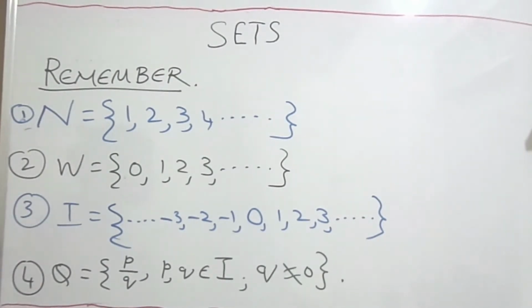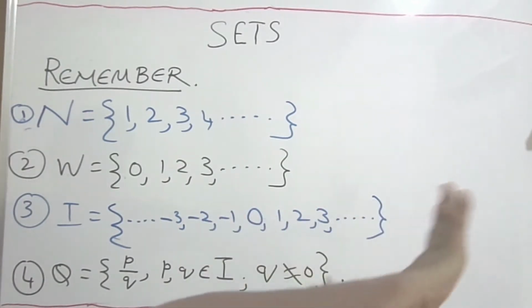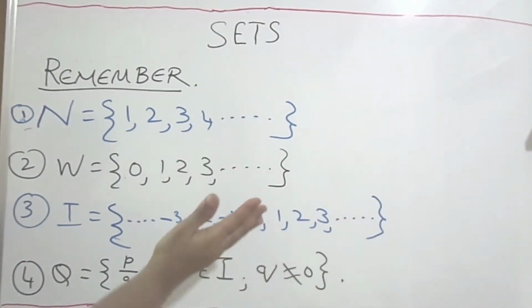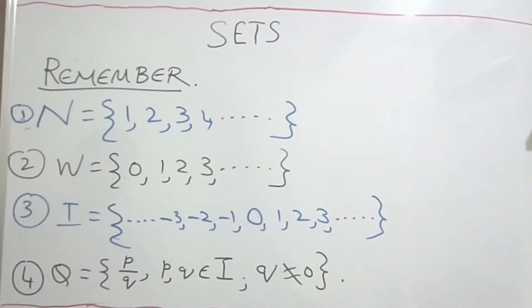Integers, very easy. You have to remember the number line. How is the number line? Middle is 0. The right side has all positive numbers, 1, 2, 3, 4, going on and on, infinite, and the left-hand side has minus 1, minus 2, minus 3, again infinite. So just remember the number line. The letter for integers is Z. You say Z also.